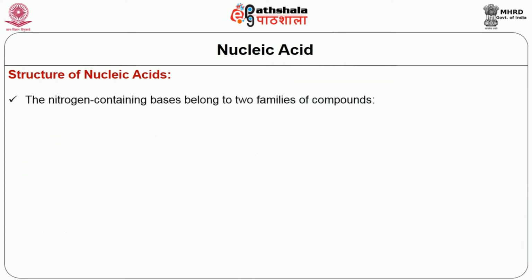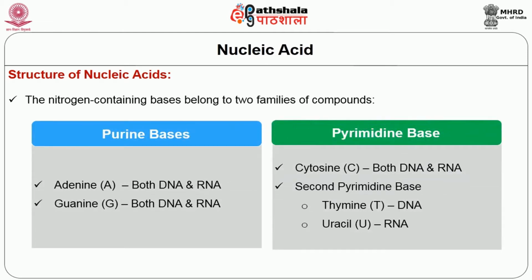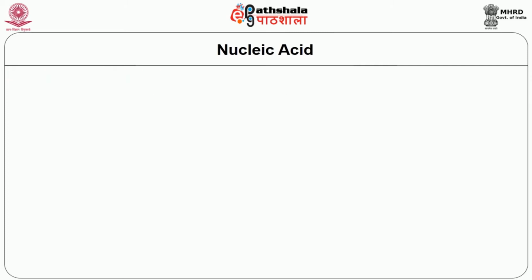The nitrogen containing bases belong to two families of compounds, namely purines and pyrimidines. Both DNA and RNA contain the same purine bases, namely adenine and guanine, denoted by capital A and capital G. Both DNA and RNA also contain the pyrimidine cytosine, denoted as capital C, but they differ in their second pyrimidine base, that is DNA contains thymine, denoted by capital T, and RNA contains uracil, denoted by capital U.